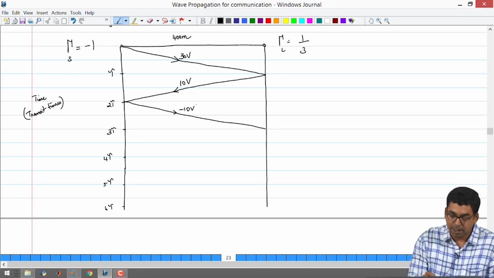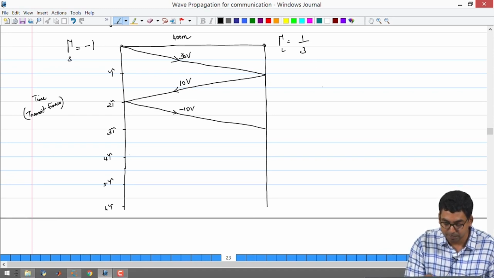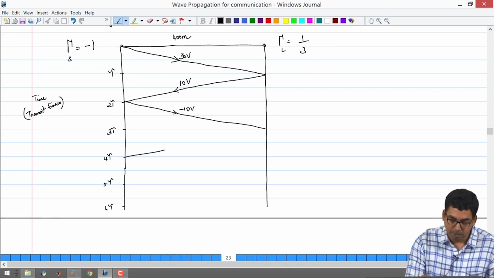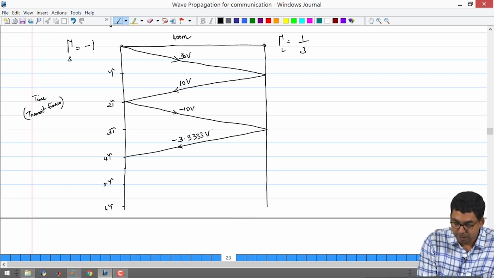Okay. And then you will have a reflection coefficient of 1/3. So, I will be having minus 3.3333 volts. Okay. Once again, the reflection coefficient at the source is going to be minus 1.